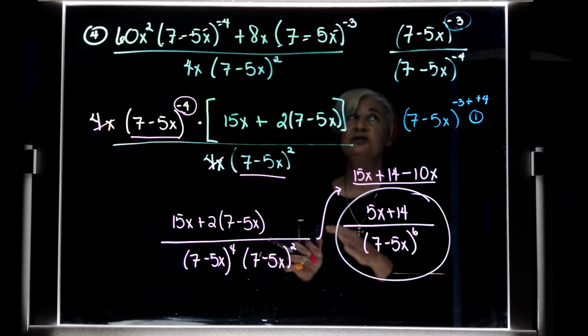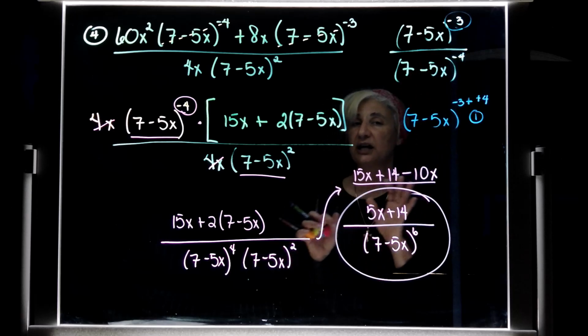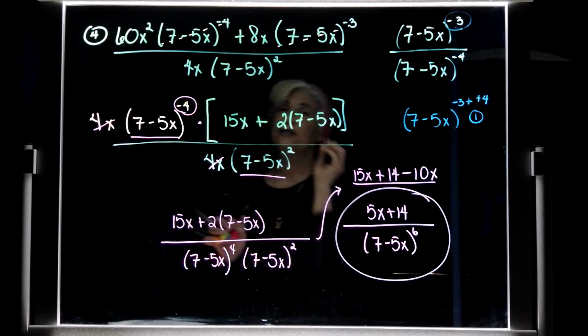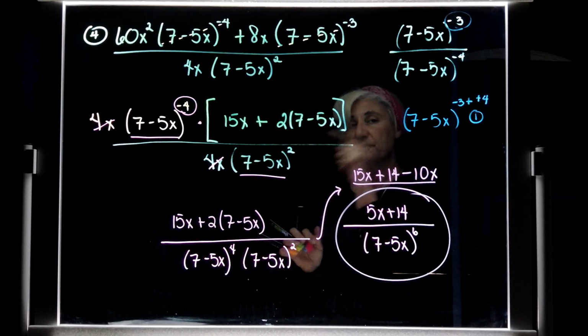Rewatch this one if you need to because the exponents were negative and you kind of have to be cautious because what we think is larger is smaller because it's further away from 0.